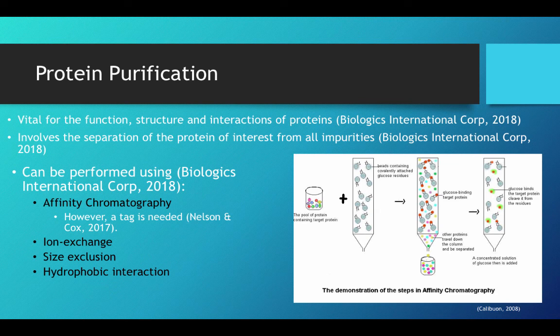Ion exchange. This uses the reversible interactions between a protein and a charged chromatography medium. Size exclusion, which separates protein based on size. Hydrophobic interaction, which uses the reversible interactions between a protein and a hydrophobic ligand bound to the chromatography matrix.